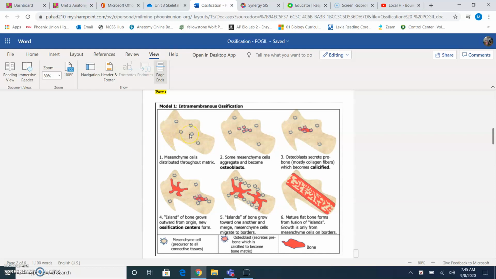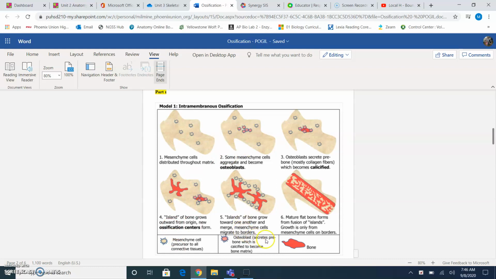As time passes, some of the mesenchyme cells stay separated, but some of them start to aggregate or clump together. At this point, we can see that these mesenchyme cells are now filled in red. The red indicates that the cells are now osteoblasts, which are a different type of bone cell. So in this one picture, I see two different types of cells: mesenchyme cells, which are a precursor to connective tissues, and osteoblasts.